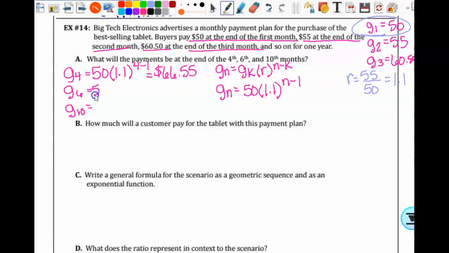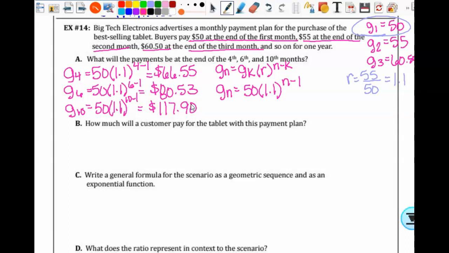G sub 6, so that would be 50 times 1.1 to the 6 minus 1 power. And that gives me, is it 80.53 when we round? Go ahead and write the other ones down. Then 50 times 1.1 to the 10 minus 1 power. And that is $117.90. Is that correct?